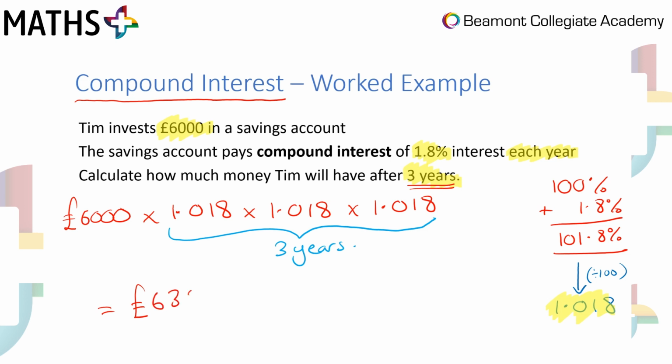Now, chances are your calculator will give you a big long decimal. Because we're talking about money, I'm going to round that to £6,329 and then it will become 87p. I'm going to ignore everything after that because we're talking about money. So £6,329.87.